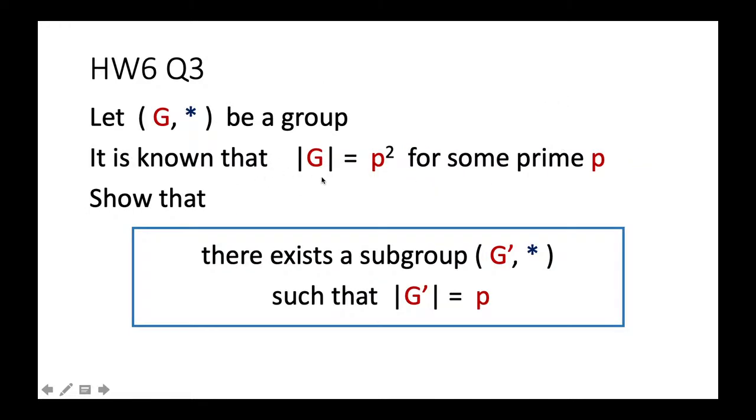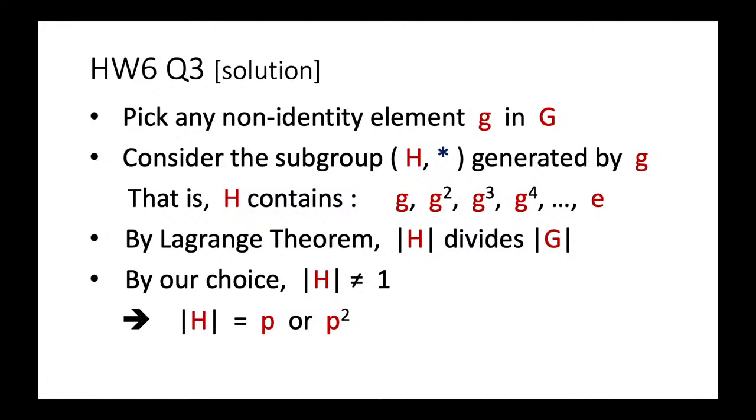Because G has the size of P squared, apart from the identity element, G must have some other element. So we can pick a non-identity element G in the big G. And then we next consider the subgroup H star generated by G. So what does that mean? This big H contains the item G and then G squared, G cubed, G to the fourth, and so on and so forth until we get back to the identity element, let's say E here.